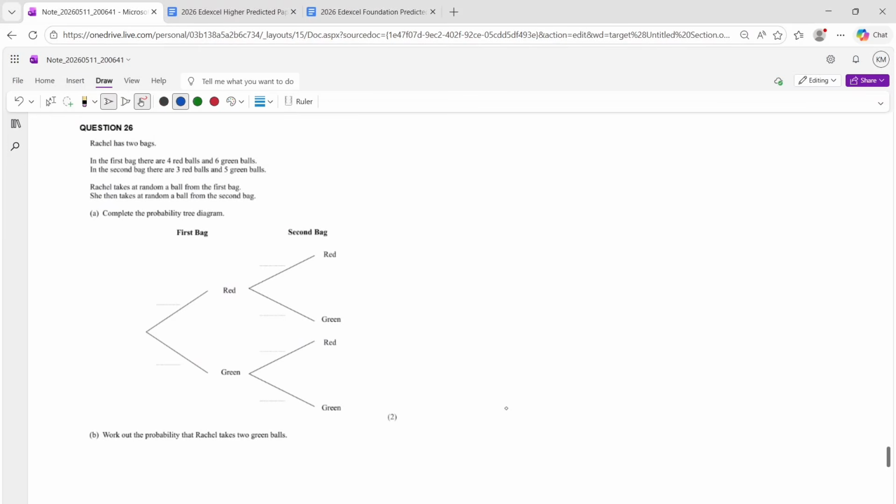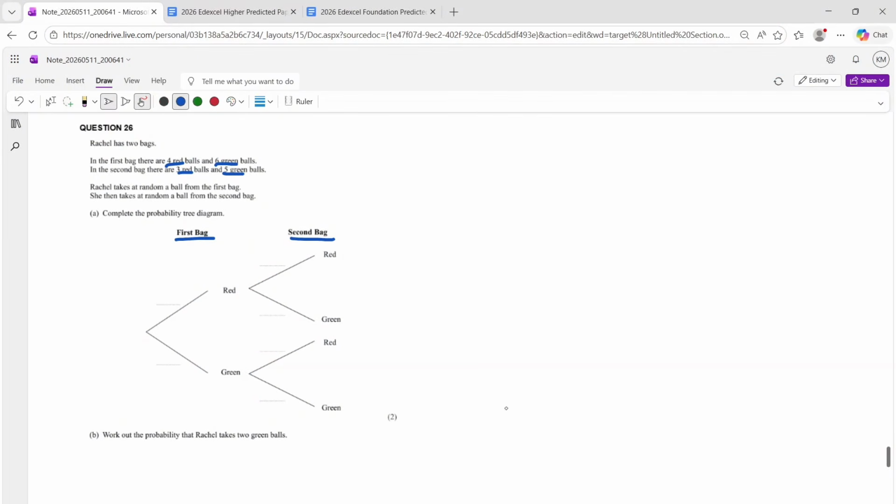So Rachel's got 2 bags. Here's my first bag, here's my second. In the first bag, there are 4 red and 6 green. In the second bag, there are 3 red and 5 green. Rachel takes at random a ball from the first bag, and she then takes a ball from the second bag. Complete the tree diagram. So these 2 branches here are all to do with my first bag only.